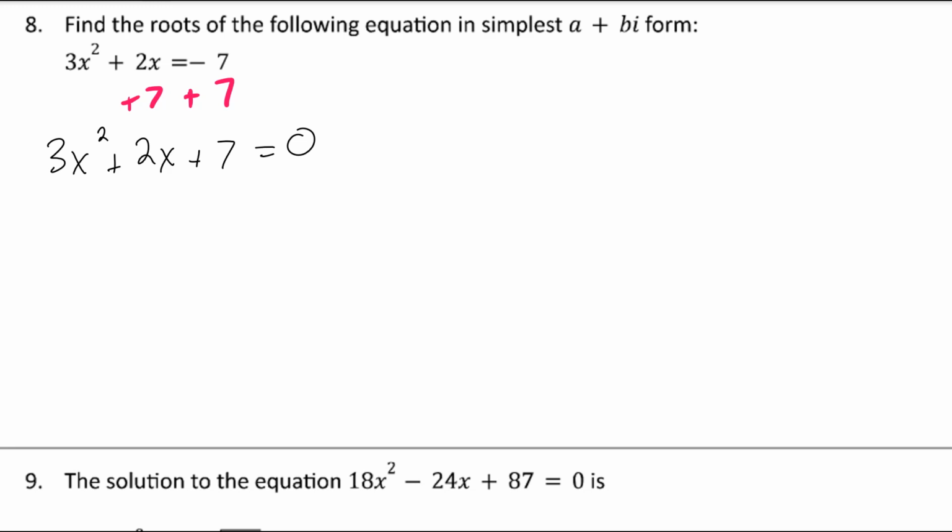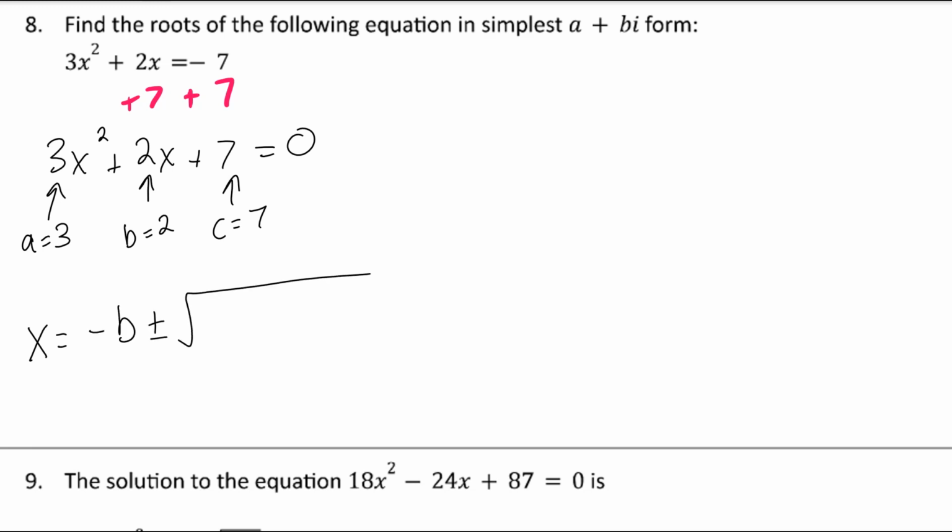and I can identify an a value, a b value, and a c value, I could substitute into the quadratic formula. x equals -b plus or minus the square root of b squared minus 4ac all over 2 times whatever a is. You'll get that on the reference sheet. You don't need to memorize that. You just need to know how to substitute into it.